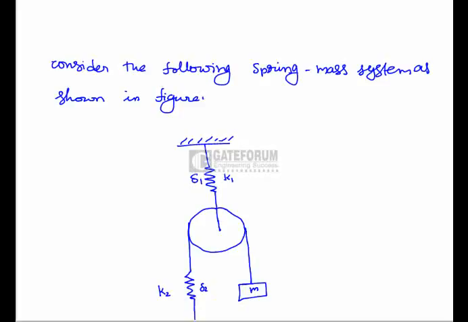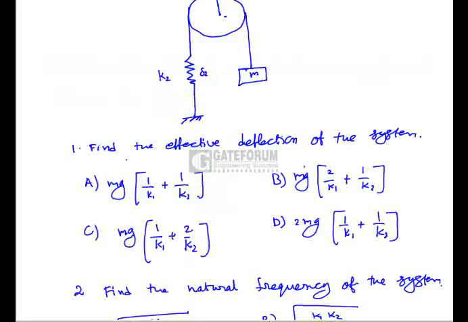This is a common data question. It consists of two questions such that the second question's answer depends on the first question. The statement for the two questions is: consider the following spring mass system as shown in the figure. One spring is attached with one mass and another spring is attached with another mass m. The first question is to find the effective deflection of the system and the second question is to find the natural frequency of the system.